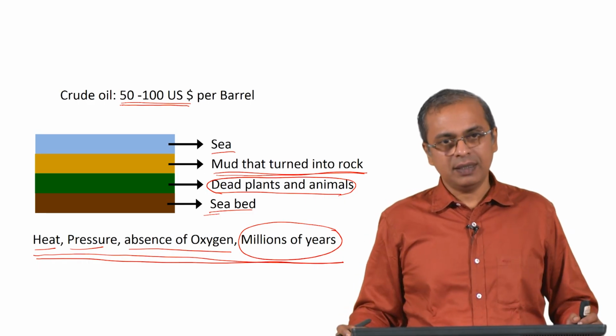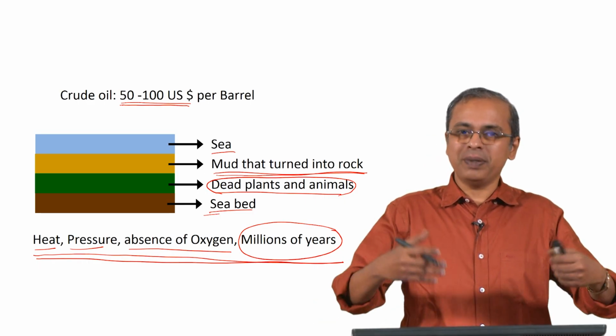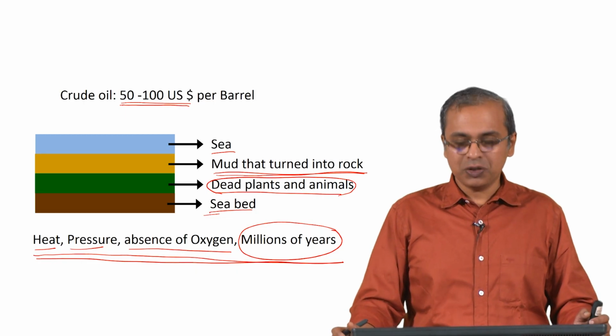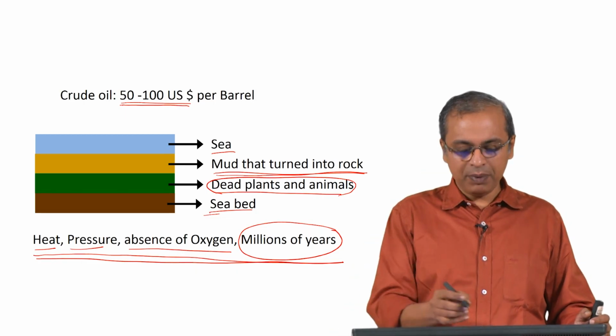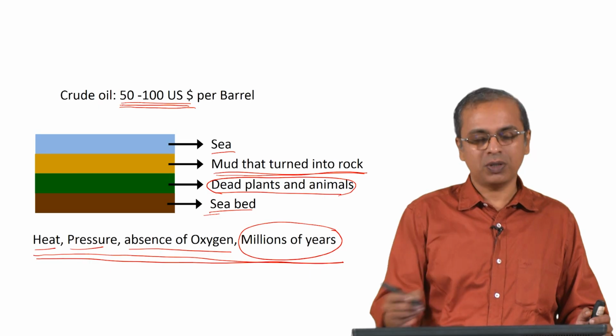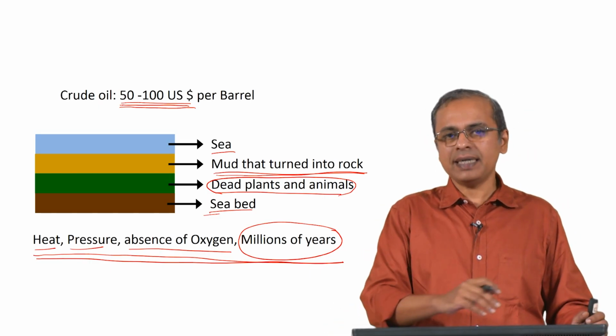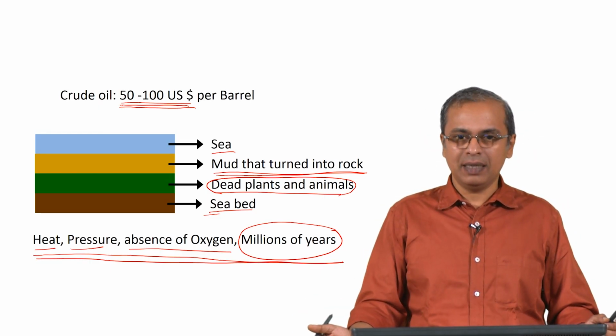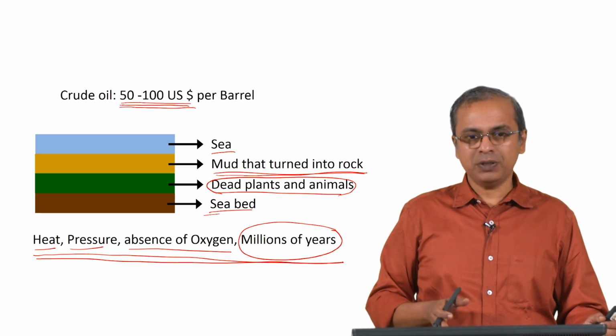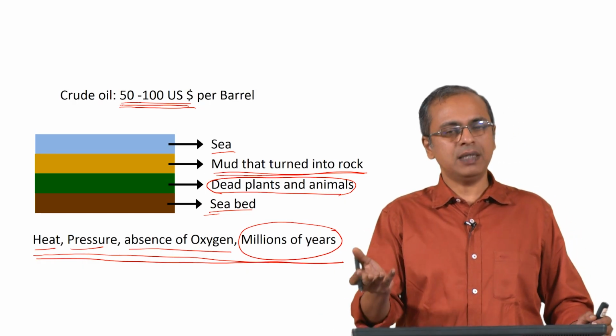If you ask this question, you find that the answer is nobody ever accounted for this, right. So, in some ways what we are doing when we come up with this kind of a pricing of 50 to 100 US dollars per barrel, we are neglecting a lot of fundamental aspects here. I mean, imagine this: heat, pressure, absence of oxygen in millions of years. Where is the pricing for this?